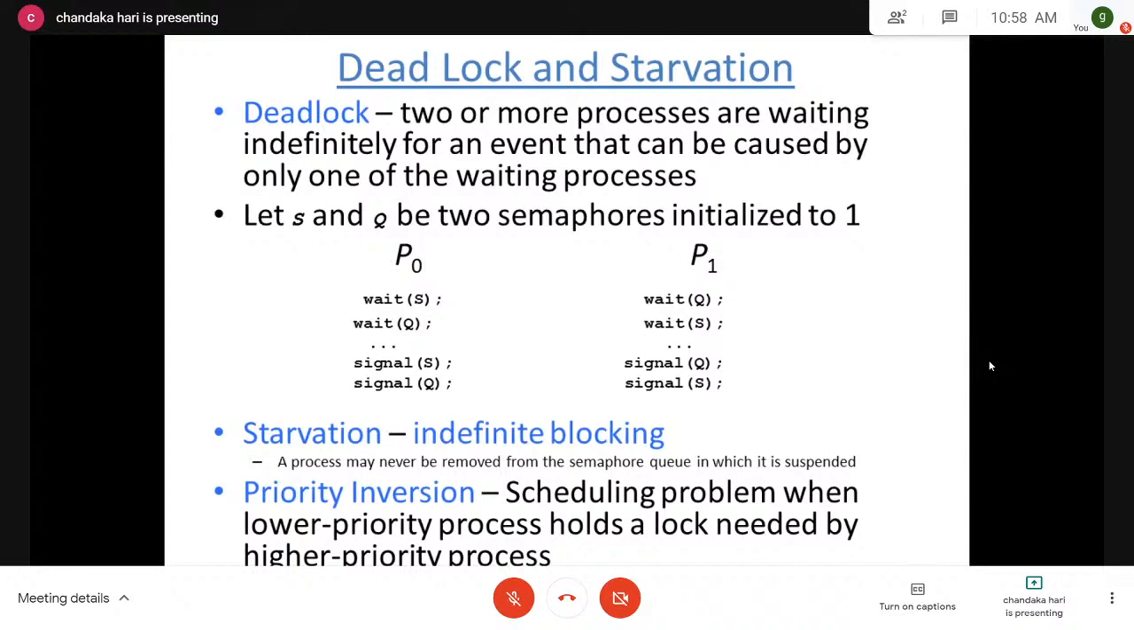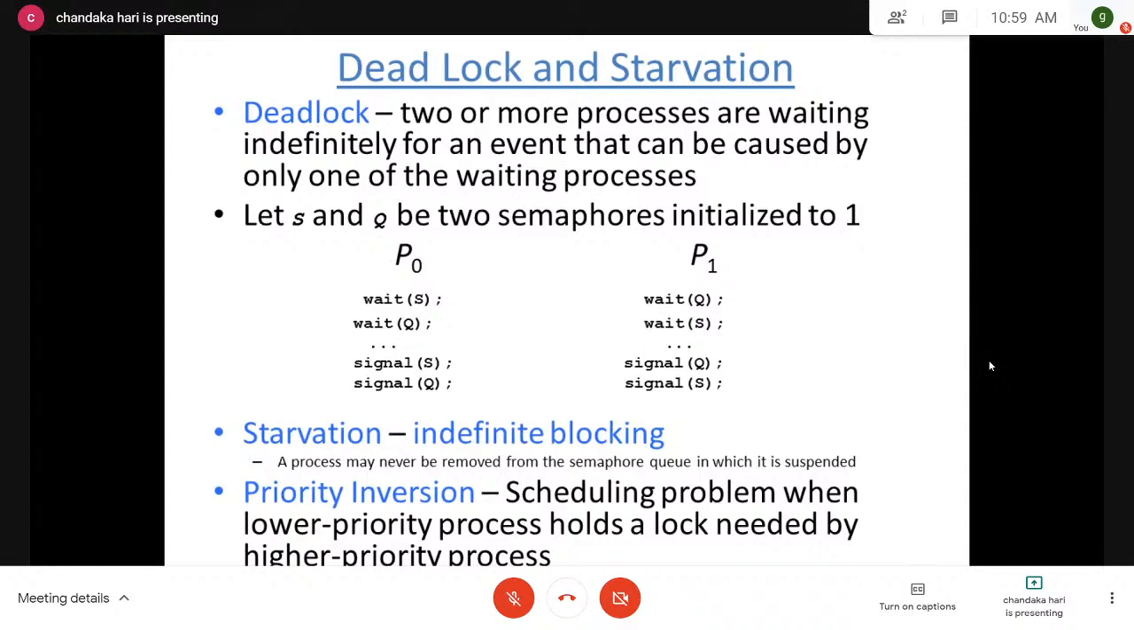There are two processes running in my computer system, one is P0 and the second one is P1. Both P0 and P1 require the semaphore variables S and Q.